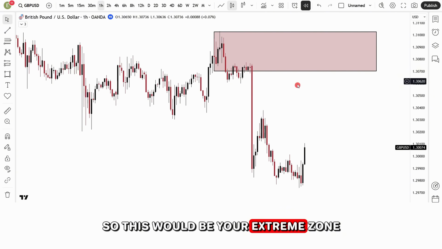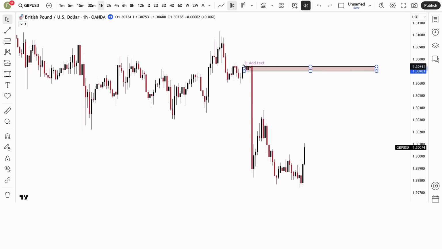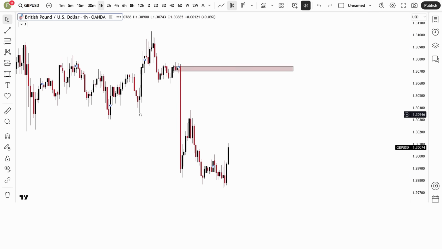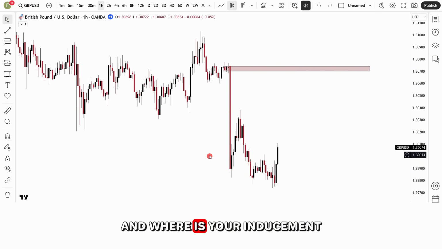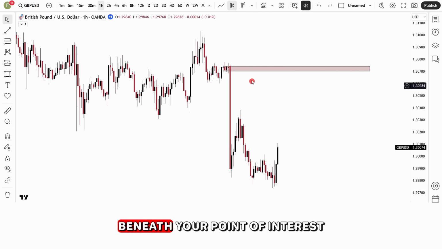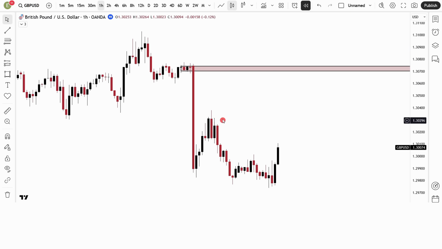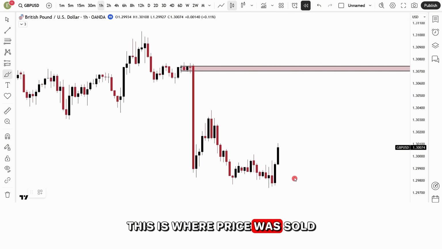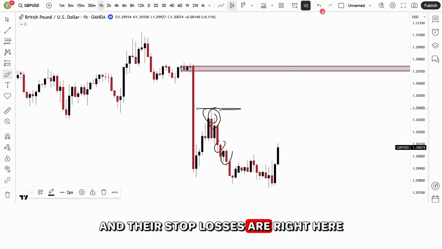So this would be your extreme zone. Inside of this extreme zone, you can narrow it to an order block. You have a supply order block right here. So you would be looking to sell price right here. And where is your inducement? The easiest way is to look at a swing beneath your point of interest. Obviously you can see this swing, and think of it like this: this is where price was sold. Somebody sold price right here, sold price here, sold price here, and their stop losses are right here.